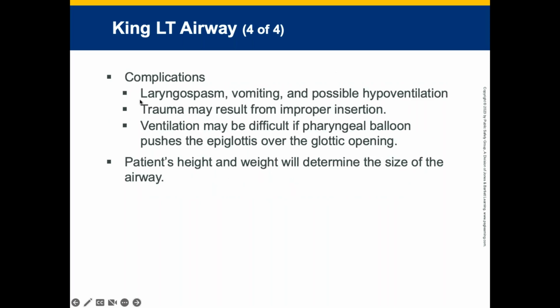We already talked about some of the complications: laryngeal spasm, vomiting, possible hypoventilation, and trauma as a result of improper insertion. You can cause a lot of laryngeal trauma. Ventilation may be difficult if the pharyngeal balloon pushes the epiglottis over the glottic opening. There are a lot of different studies on this, and they're really saying that the King airways actually do more harm than good. So a lot of services and states are switching over to the i-gels instead.